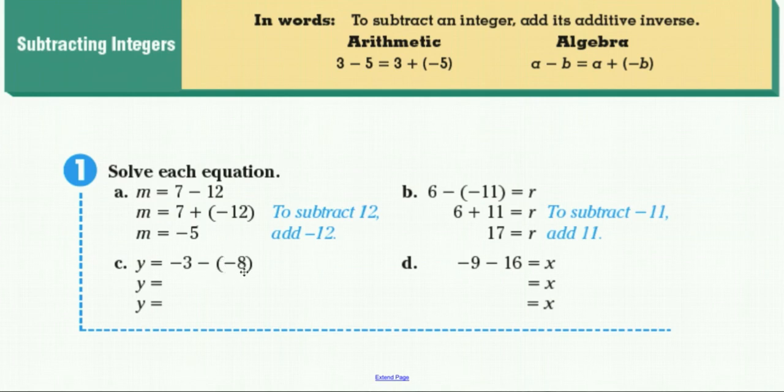Letter C. The problem is -3 minus -8. We want to get the additive inverse of -8 and add it to -3. So this becomes -3 plus 8, to subtract -8. And using counters, using the number line method, we know that -3 plus 8 should be equal to 5.